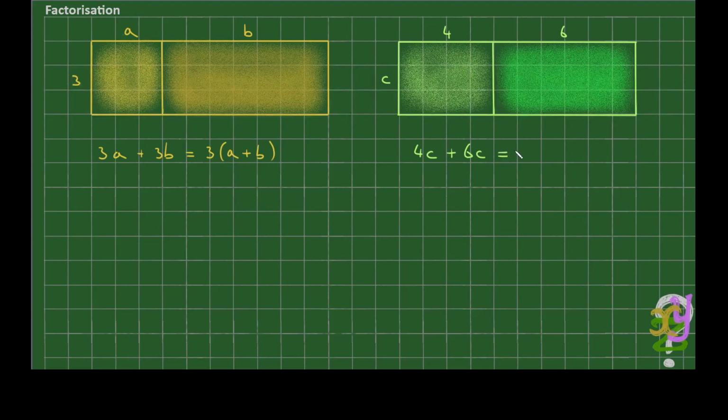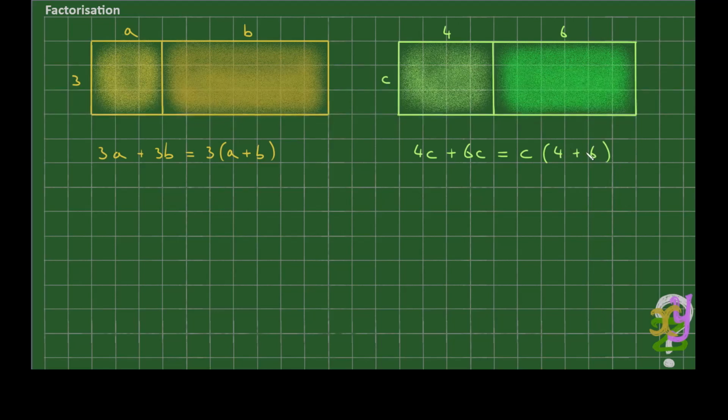But I can also factorize. What are the common terms for these two terms? Well, both of them contain the c. So I could take c outside of the bracket, and then inside the bracket I would have 4 plus 6. However, I could take this a little bit further.